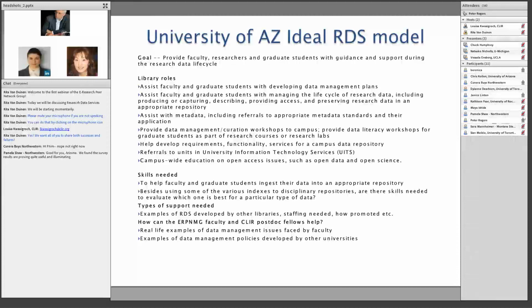The types of support we feel that we'd need would be, and other people have mentioned this, examples of what services other libraries have developed, what kind of staffing they needed, how they promoted those services, and then from the faculty and fellows, we'd like more real-life examples of what data management issues faculty are facing, and then examples of data management policies developed by other universities. Jim, did you want to add anything?